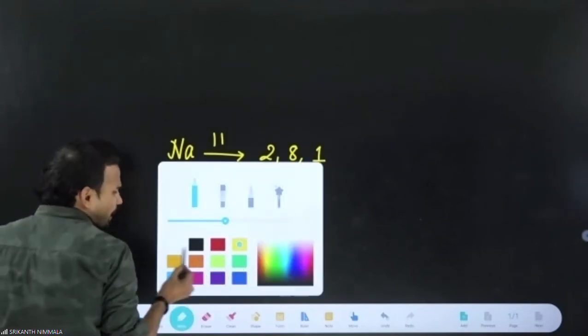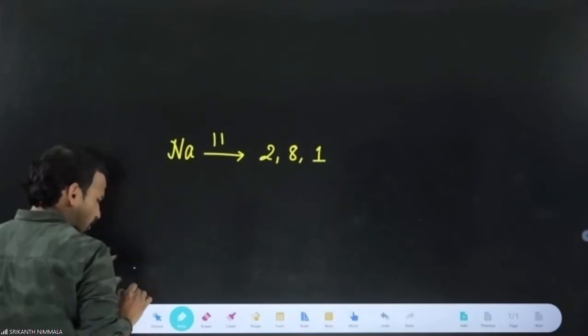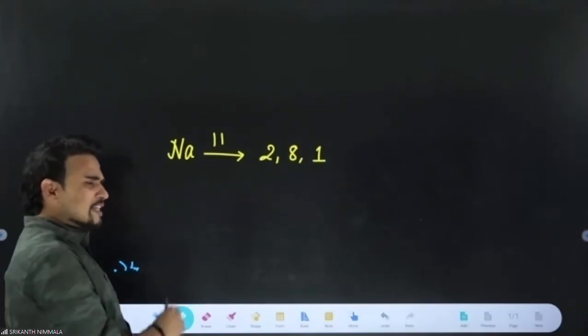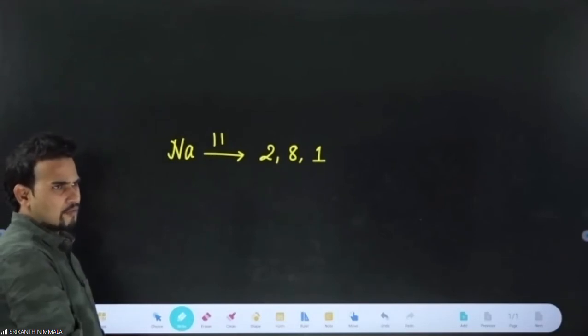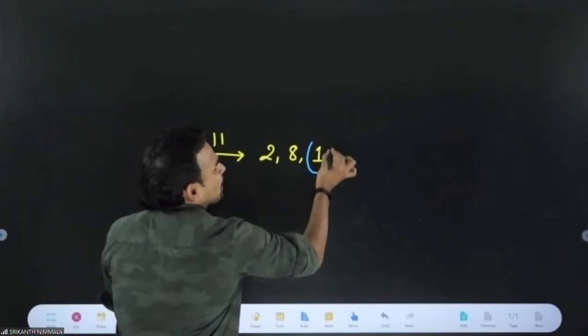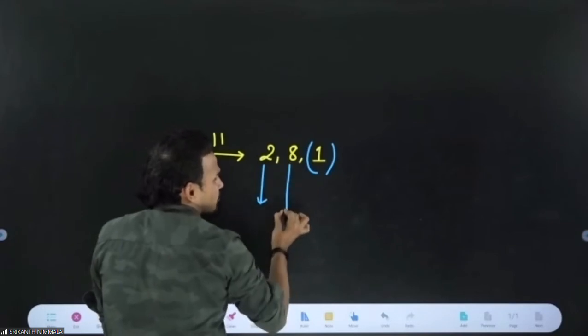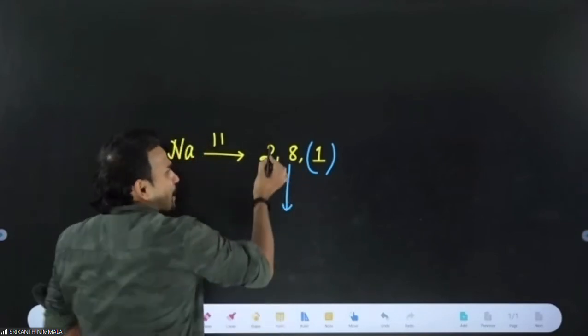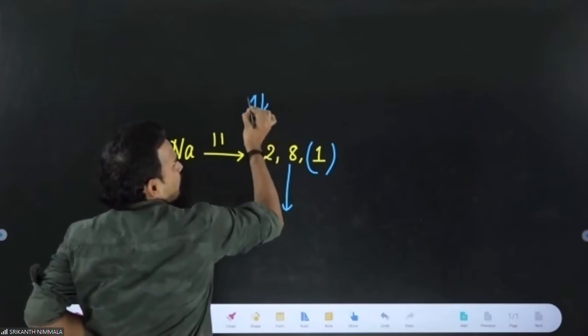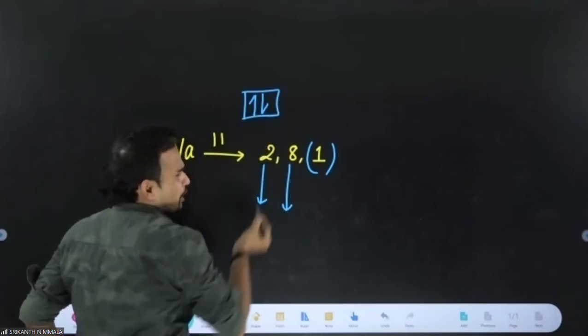Why paramagnetic? Why are you saying paramagnetic? You are saying paramagnetic. Correct, 100%. Why? Why are you observing only the unpaired electron? Here paired ones are also there, no? Here 2 means paired electrons. Here also paired electrons, no?